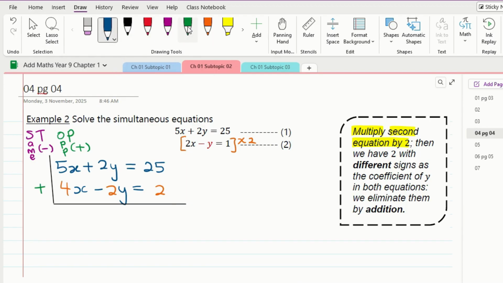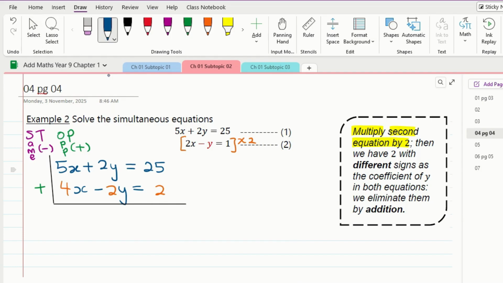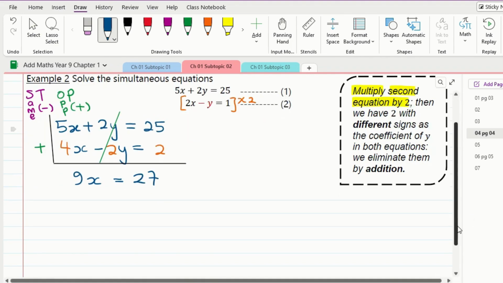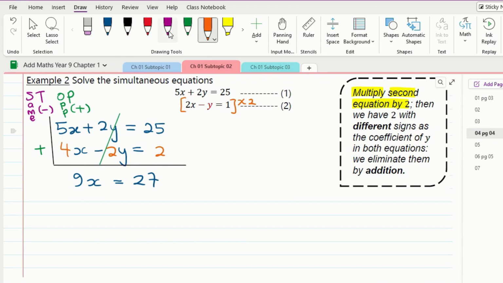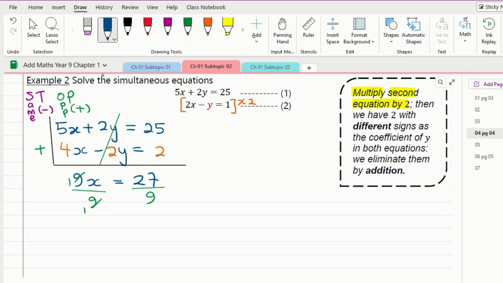So here you can look at this vertically. So here it's easier to see. 5x plus 4x equals 9x, and 2y plus negative 2y will give you 0. So here this y unknown is eliminated, and the right side equals 25 plus 2, which is going to be 27. So here you proceed with solving for x. So 9x equals 27. So you divide both sides by 9. Therefore x equals 3.